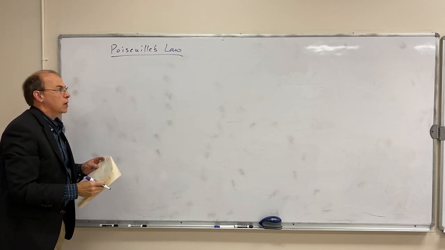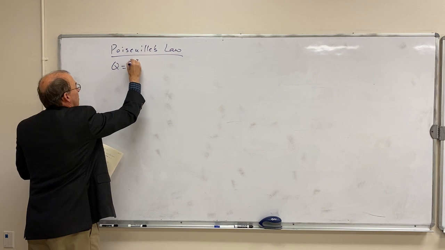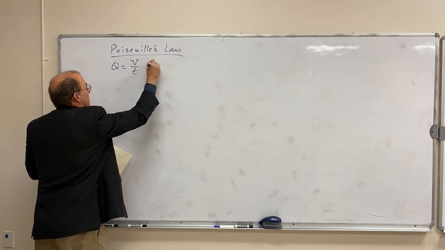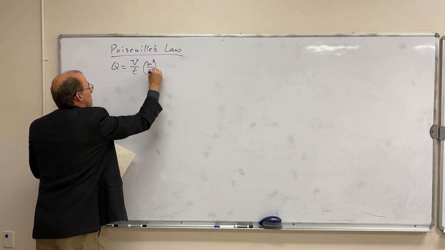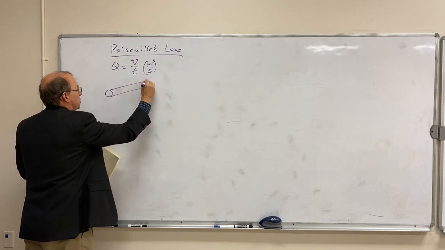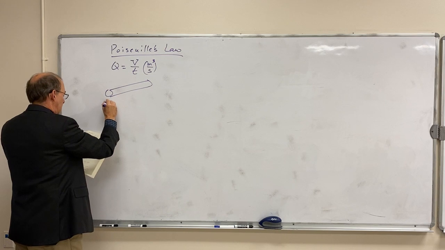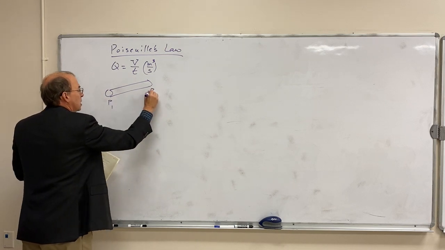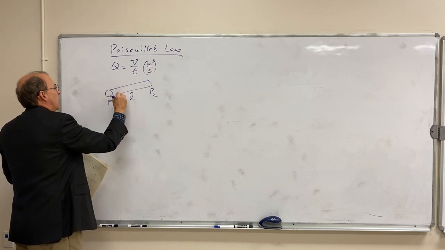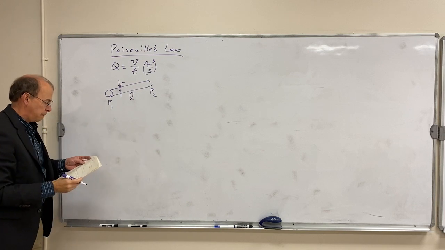This has to do with volume flow rate. So Q is volume over time, so in cubic meters per second, where we're looking at flow through some sort of tube or pipe. It could be an artery, could be a vein. We've got a pressure P1 on one end, a pressure P2 on the other, a length L, and it has some radius R.